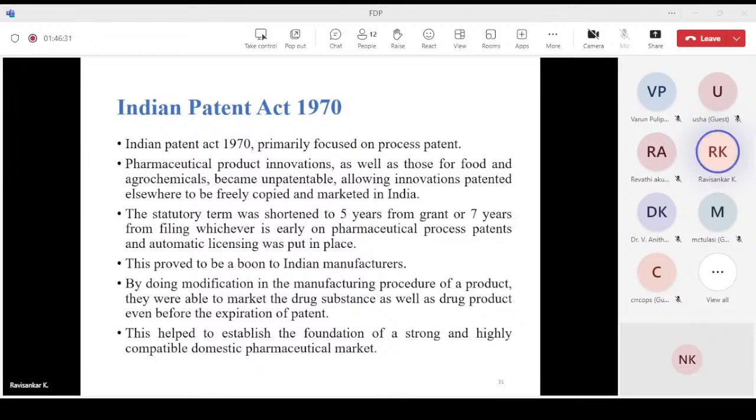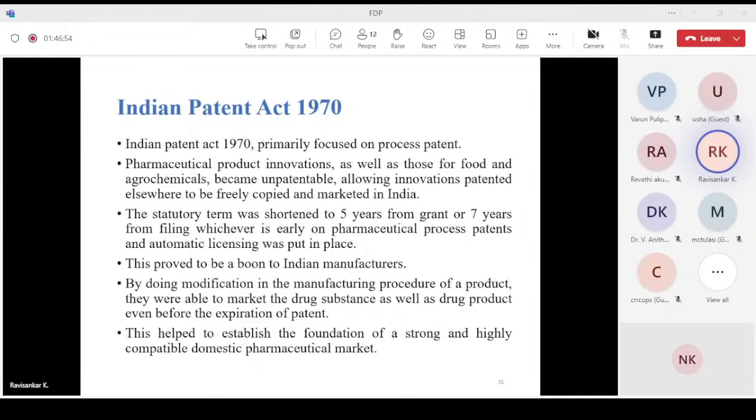So the 1970 Act primarily focused on process patents. Even though the drug is not patentable as such, the process for preparing the drugs can be patentable. So pharmaceutical product innovations as well as those for food and agrochemicals became unpatentable, allowing innovations patented elsewhere to be freely copied and marketed in India.